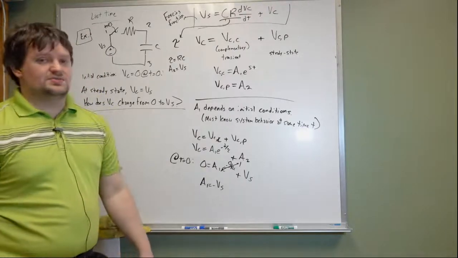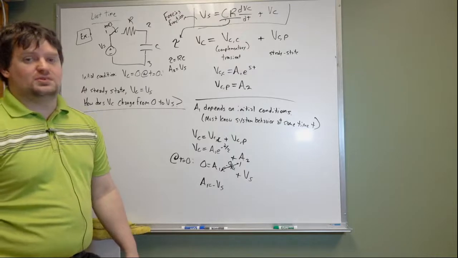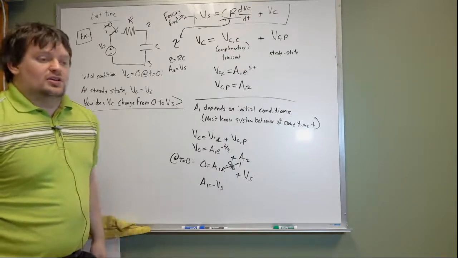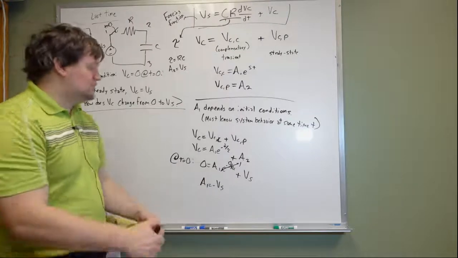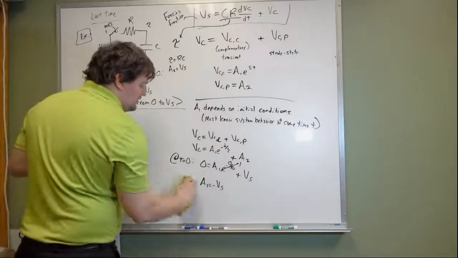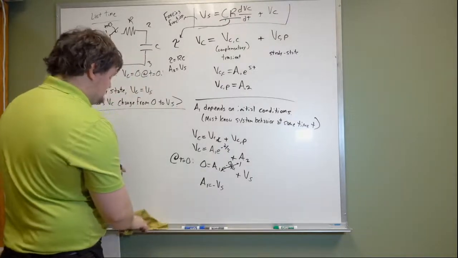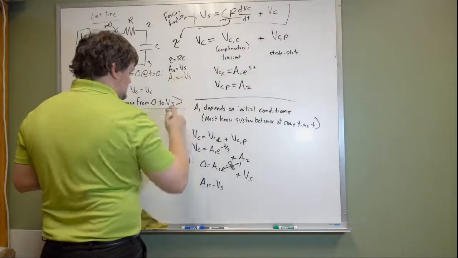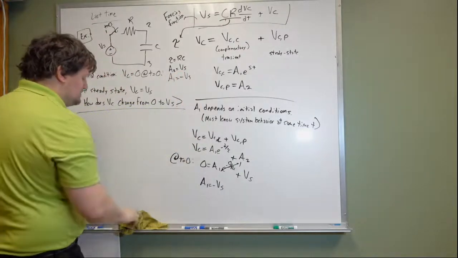Understanding these types of systems is a giant pain in the butt. There is no nice way of going through this. So, okay. Well, let's look at this. We have A1 is equal to negative Vs. We have all of these components out.